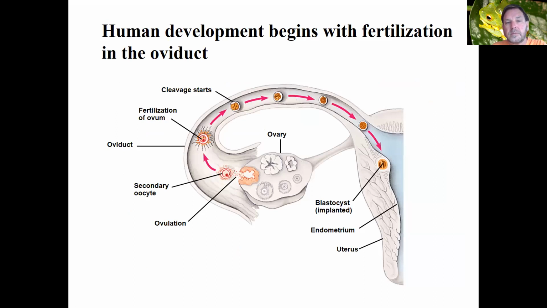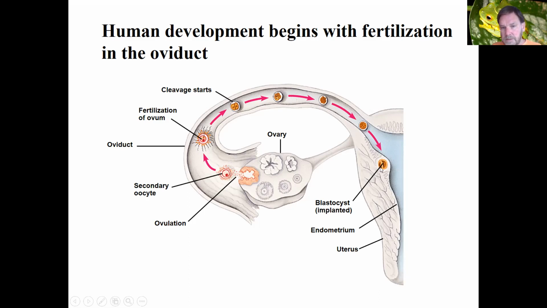So you get human development beginning with fertilization, typically in the oviduct. In some cases, the embryo will start to develop within the oviduct rather than getting all the way to the uterus. It's called an ectopic pregnancy. And the only thing to do is surgery at that point to get it removed, because you can't have development of the fetus within a tube.